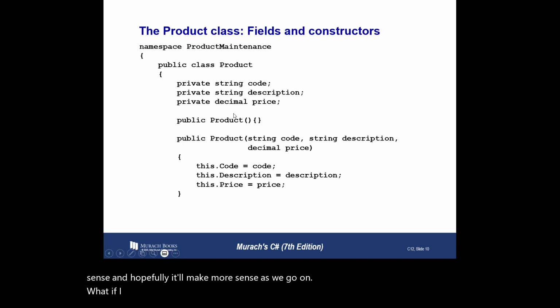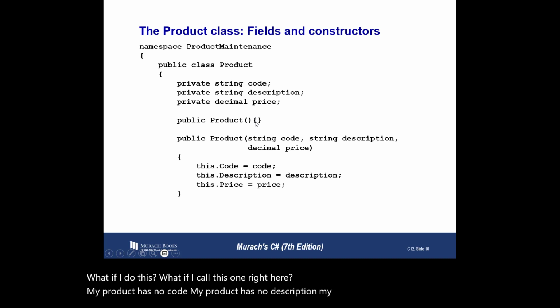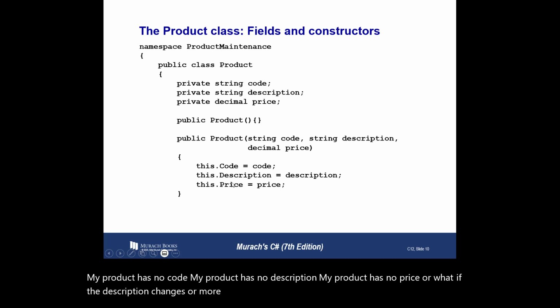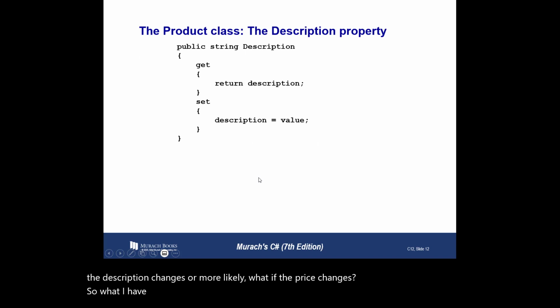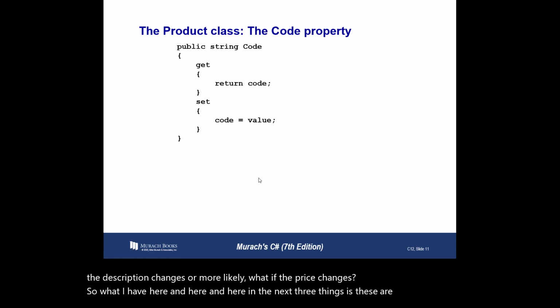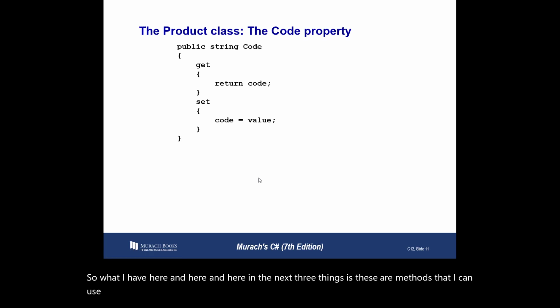Well, what if I do this? What if I call this one right here? Now my product has no code, my product has no description, my product has no price. Or what if the description changes, or more likely, what if the price changes? So what I have here and here and here in the next 3 things is these are methods that I can use. They're called getters and setters.